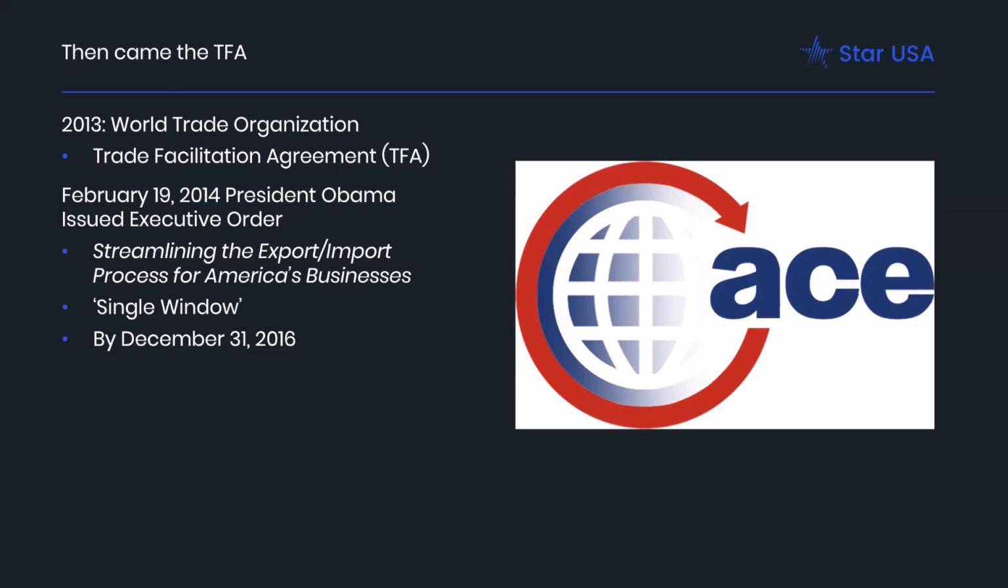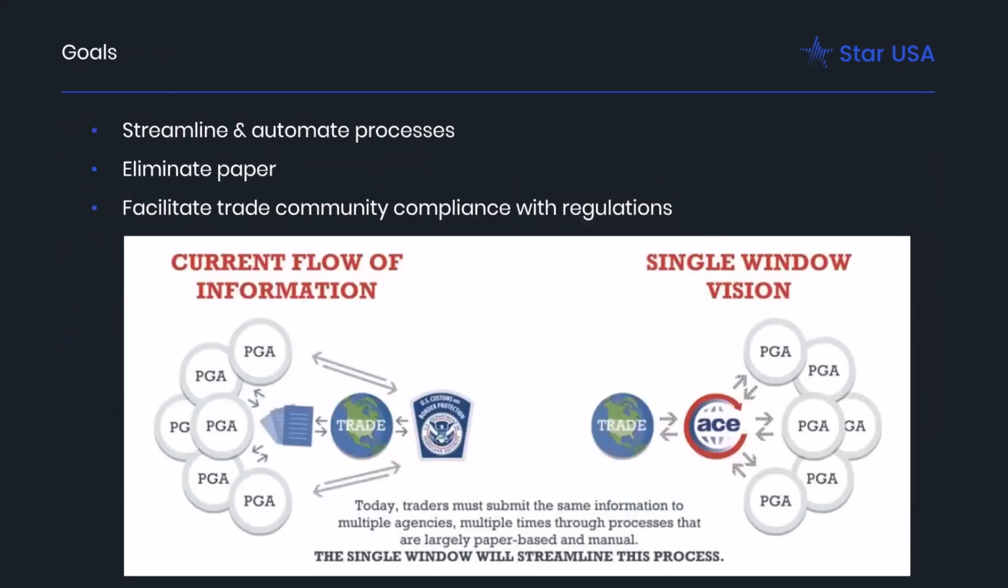The goals there were to expedite the movement, release, and clearance of cargo, enhance cooperation between customs and other authorities, and provide for technical assistance. Developed countries who signed on were committed to providing that capability from the date it took effect, whereas developing countries had a year to put into effect only the provisions that they could, and then a transitional period after that. Some of the stated goals were to streamline and automate processes, eliminate paper, and facilitate trade community compliance with regulations.